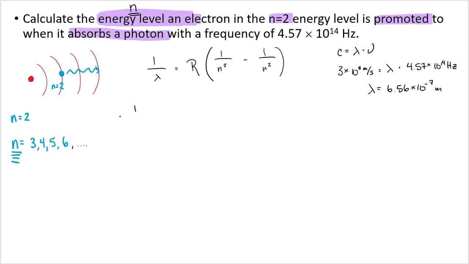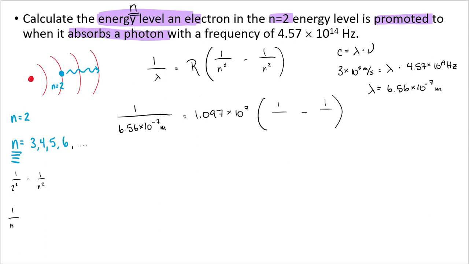So, 1 over 6.56 times 10 to the negative 7th meters equals the Rydberg constant times. Now, here's another part where it's going to get tricky. You have to be in charge of where to put the n values. So you have to keep that part of the equation positive. You can have either 1 over 2 squared minus 1 over n squared, or you can have 1 over n squared minus 1 over 2 squared.